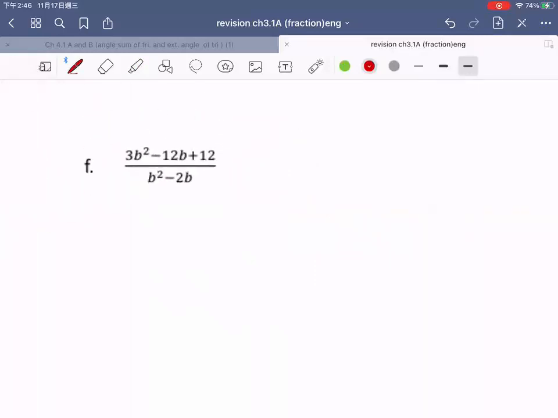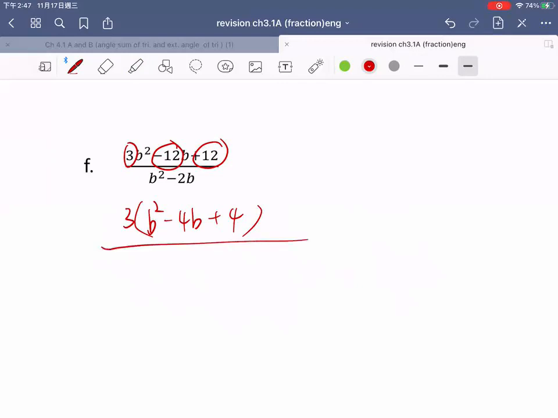How about this one? Let's see, b, negative 12. So we have to take out 3 first: 3 brackets b squared minus 4b plus 4. Remember, every time you try to simplify any algebraic fraction, you have to find the common factor. And this one also would have b squared minus 2b, so we can take out b, brackets b minus 2.